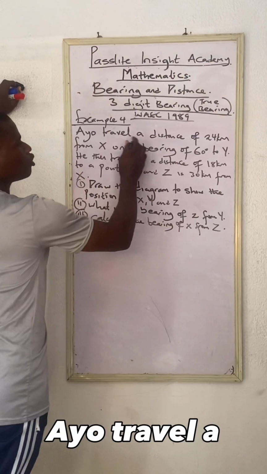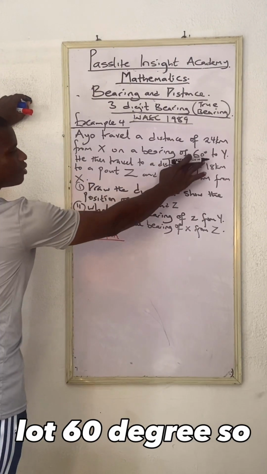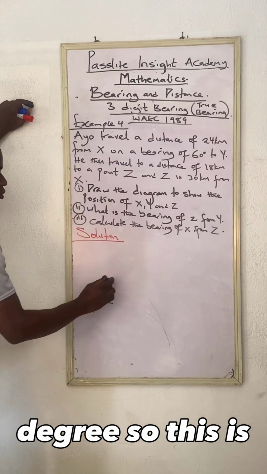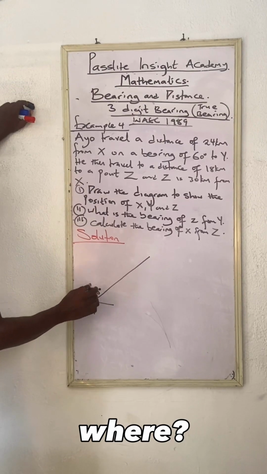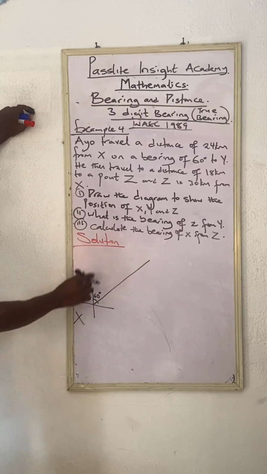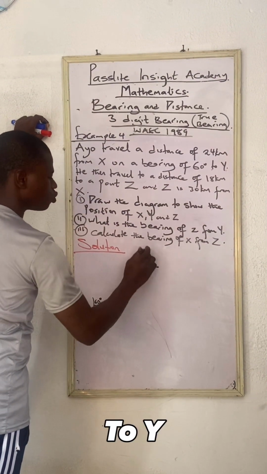Thanks. I have traveled a distance of 24 kilometers. So the bearing matters a lot, 60 degrees. So our bearing is 60 degrees. So this is 60 degrees. From where? From S. To where? To Y.